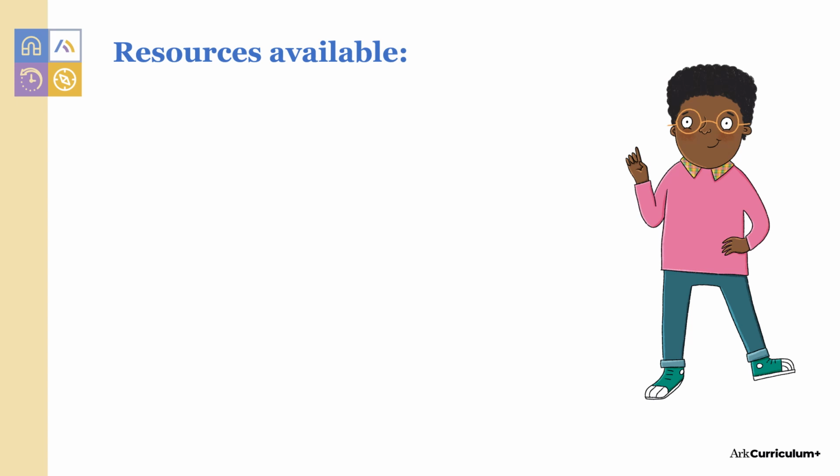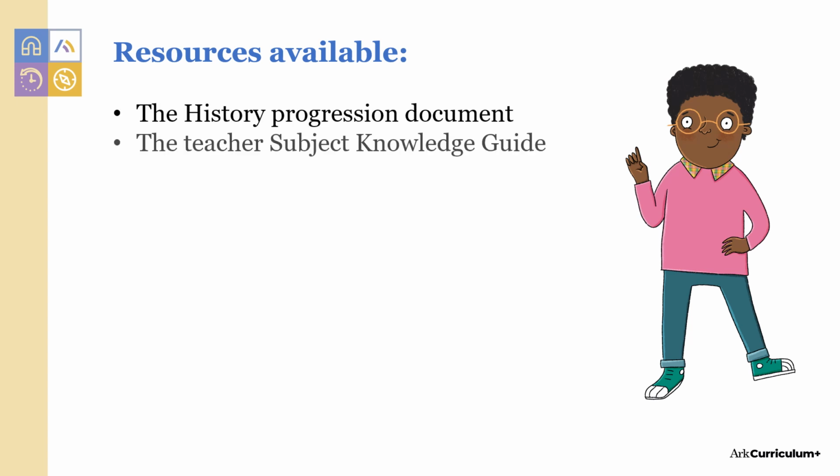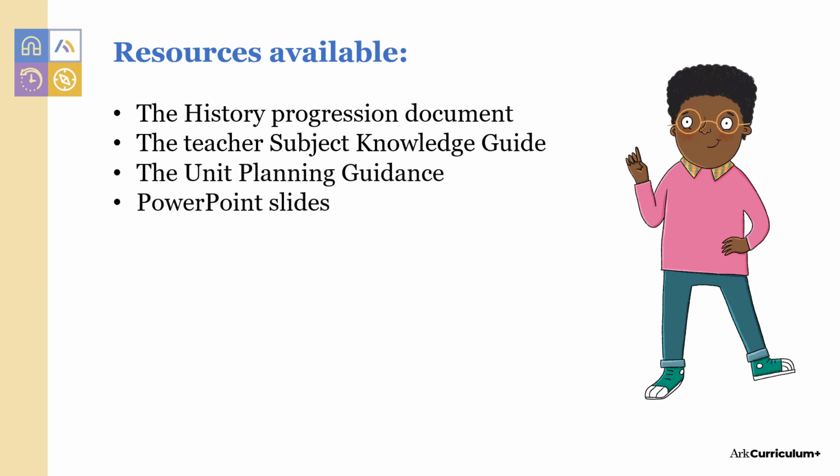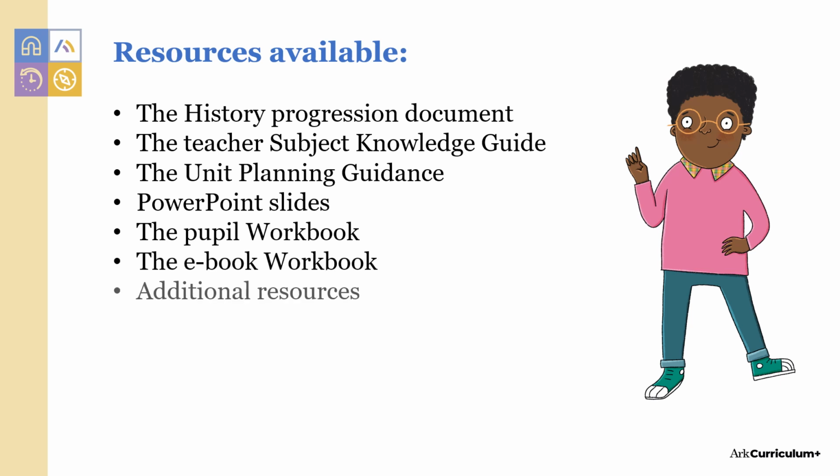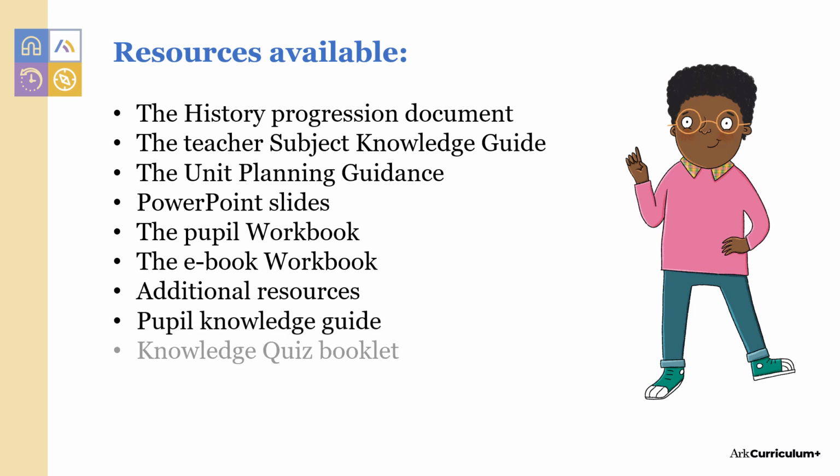The resources available for this unit on Oxford OWL are the History Progression Document, the Teacher Subject Knowledge Guide, the Unit Planning Guidance, PowerPoint slides, the pupil workbook and the ebook workbook, additional resources that go alongside the lessons, pupil knowledge guide, knowledge quiz booklets, posters, and the discovery box cards.